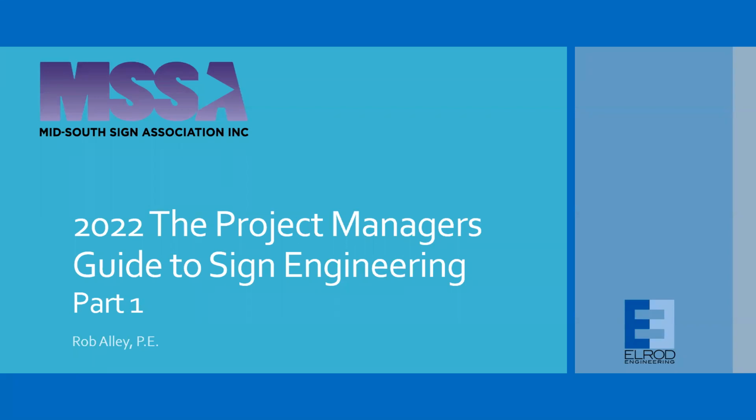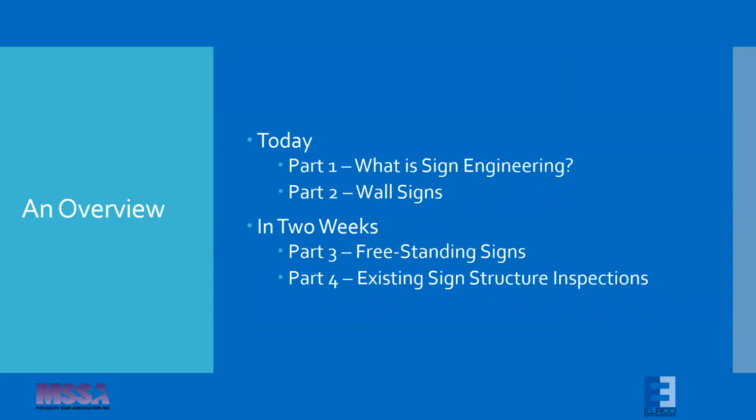As Annie mentioned, this is the first of a two-part introduction to sign engineering. In 2 weeks, we'll address freestanding signage, including existing signs. Hopefully, as I mentioned, we'll have time for questions at the end, so let's dive in. Today, we're going to cover two things. What is sign engineering? And let's then focus in on some particulars of wall signs. In 2 weeks, we'll look at freestanding signage and then existing sign structures and their inspections.